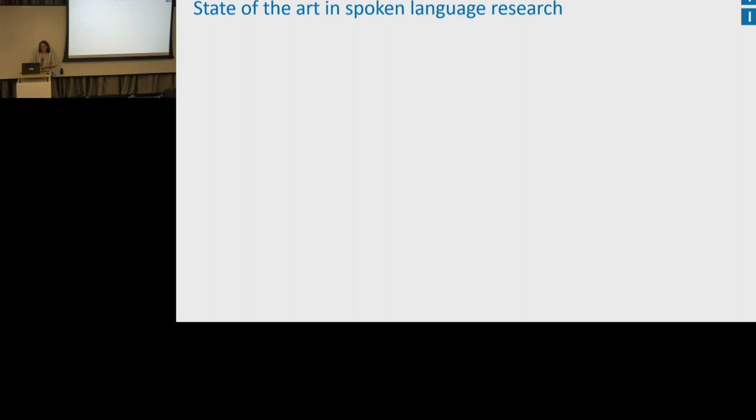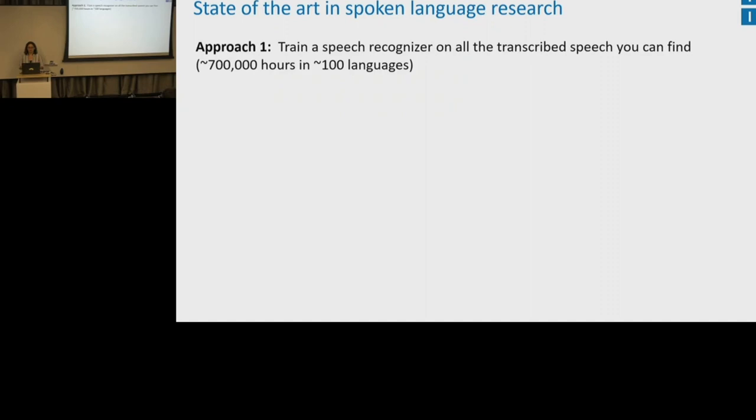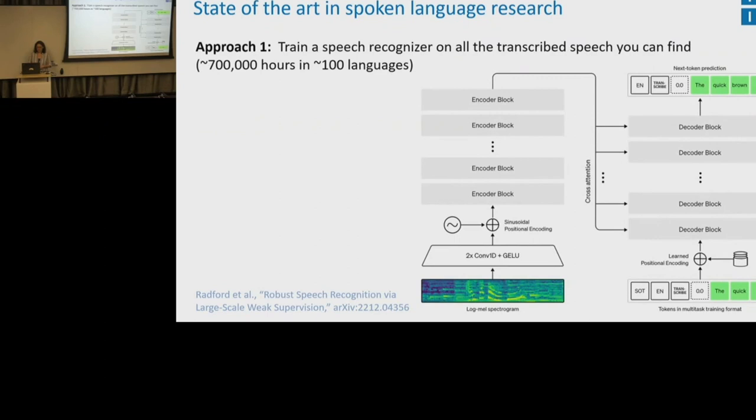So what is the state of the art in spoken language research? I'd say there are two approaches that are popular right now. One is to train a speech recognizer on all of the transcribed speech that you can find, which OpenAI has done recently. It's called Whisper. You might have seen it in the news. They basically found close to 700,000 hours of speech in about 100 languages. And their model looks something like this. I won't go through the details, but it's an encoder that encodes the speech into some representation, and then an attention-enabled decoder. So it's a very basic-looking encoder-decoder model, which if you've seen models for machine translation or other language tasks, looks very similar. There are some interesting details to it that I won't get into. But for the most part, it's just relying on this vast amount of data.